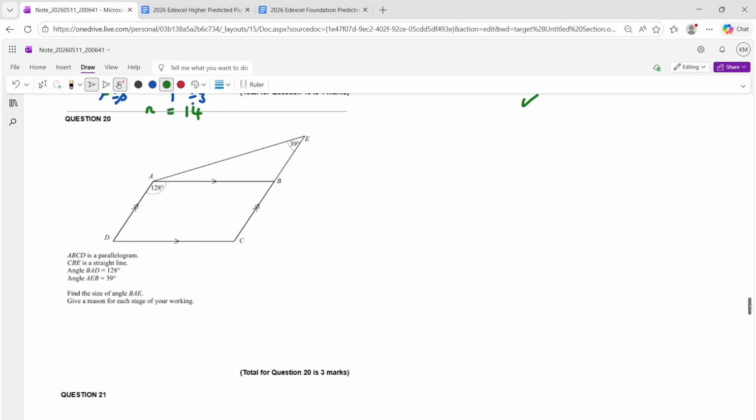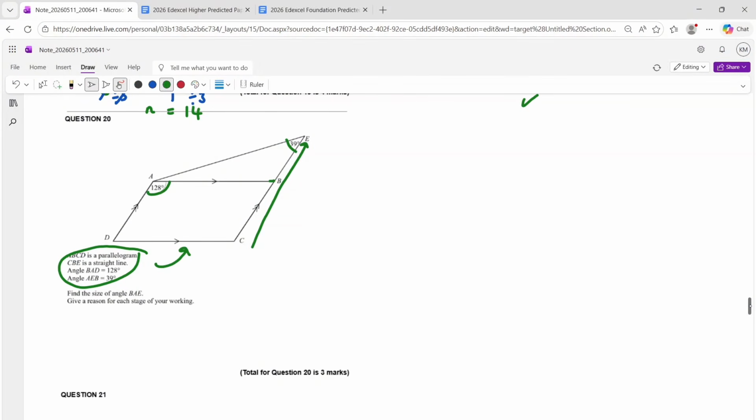You have a parallelogram, or you can see that from the diagram. CBE, so this line here is a straight line. BAD, let's have a look. If you trace it, that tells me it's this angle here, but we can see that anyway because it's on my diagram here, is 128. AEB, that's this angle up here, and I can see that on my diagram, so that is 39 there. So all of this information I'm given here is just telling me about this diagram that I've got.